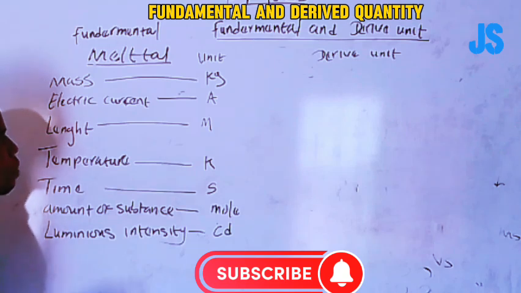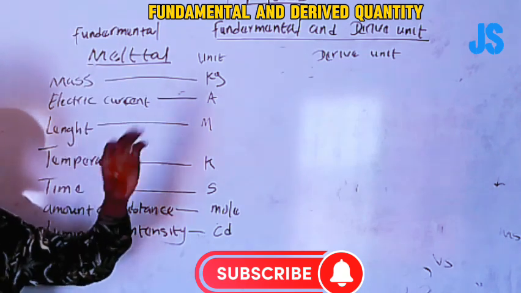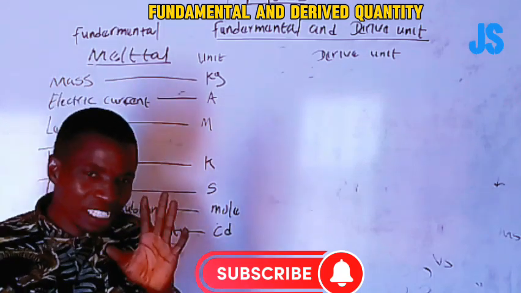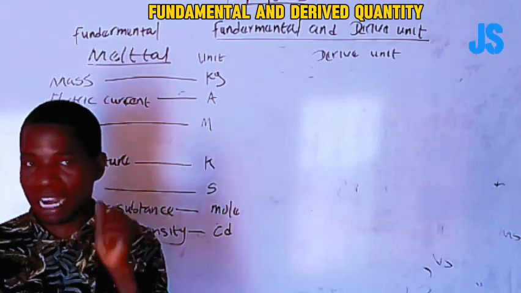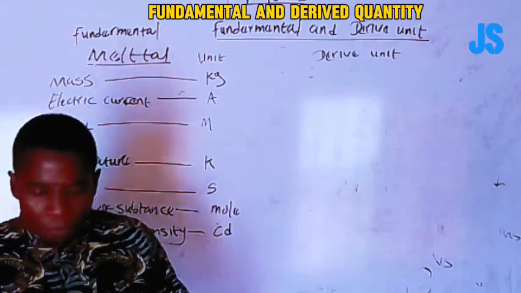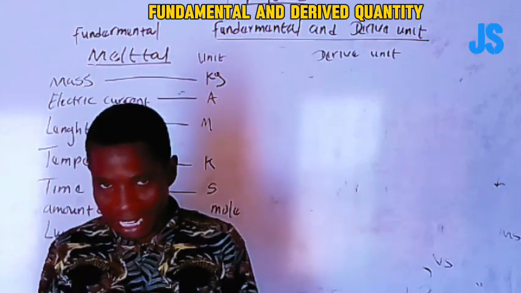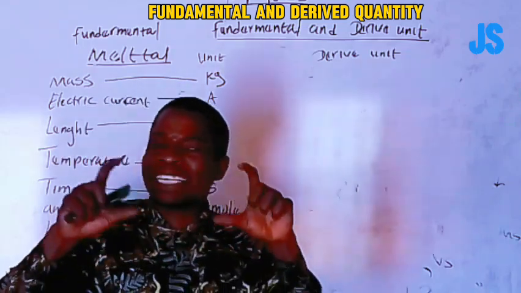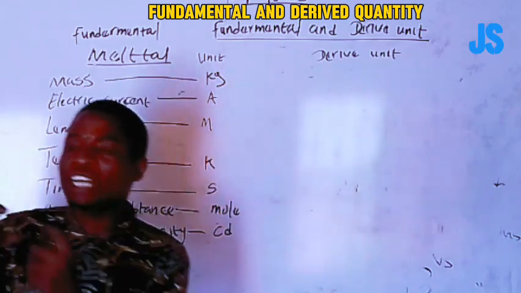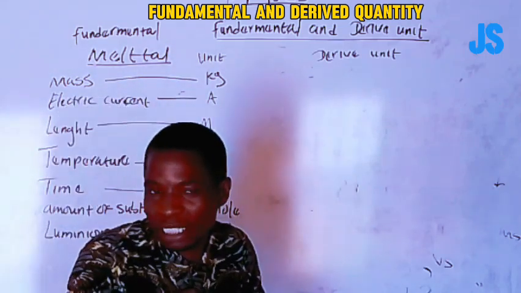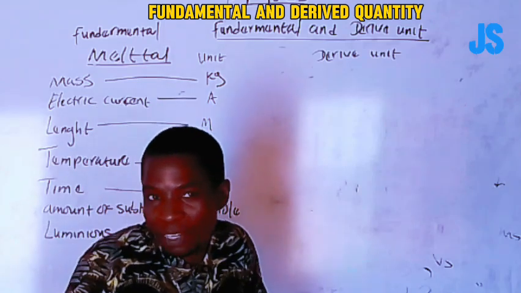Now, what do we mean by this? In physics, remember I said that physics is the study of matter and its effects. If you want to study the effect of matter, there are instruments you can use to do that, yes or no? And all these instruments have their units. Length has its unit, mass has its unit, time has its unit.